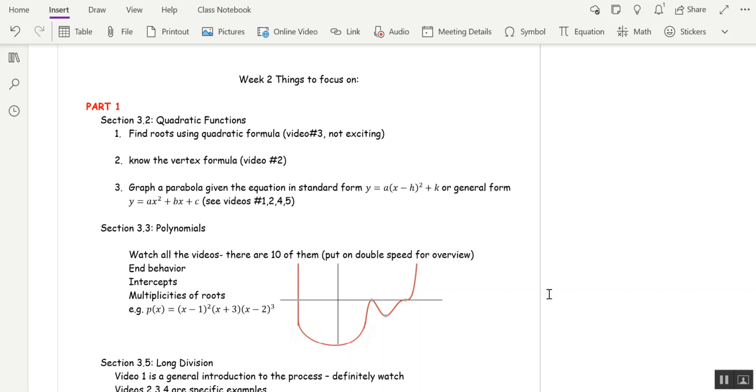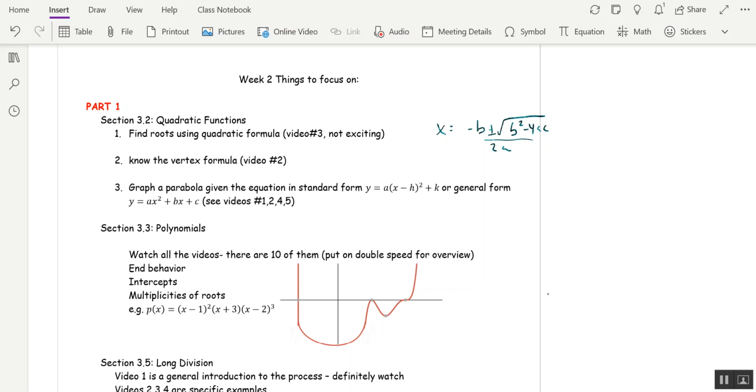Quadratic functions, find the roots using the quadratic formula. Now, quadratic formula is something you need to memorize. There aren't a lot of things you need to memorize in this course, but definitely quadratic formula is one of them. So x equals negative b plus or minus square root of b squared minus 4ac, over 2a, and that gives you the roots of a quadratic function.